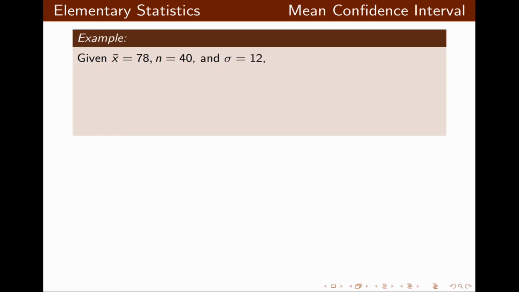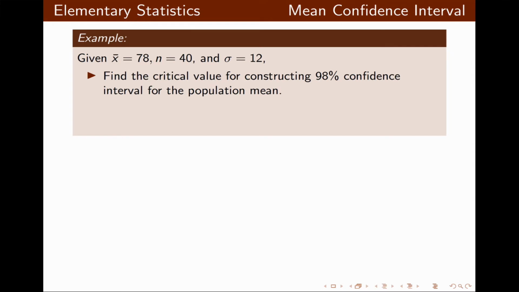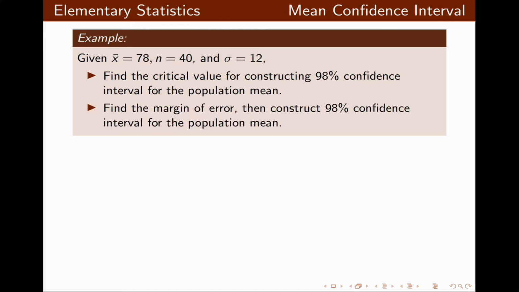In this example, we're given the sample mean 78, the sample size 40, and the population standard deviation of 12. We want to find the critical value for constructing a 98% confidence interval for the population mean. Then we're going to find the margin of error, and after that we're going to construct the 98% confidence interval for the population mean.